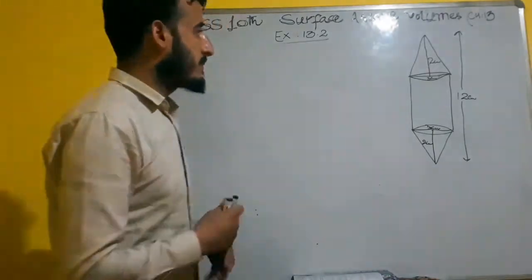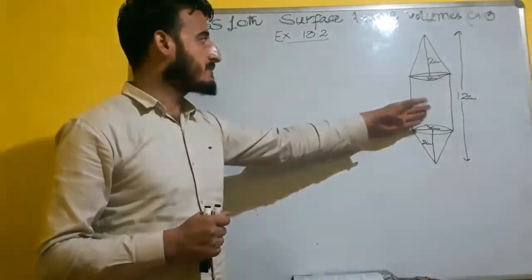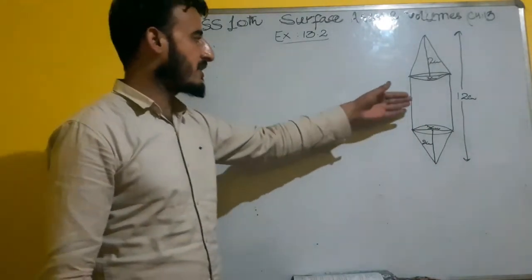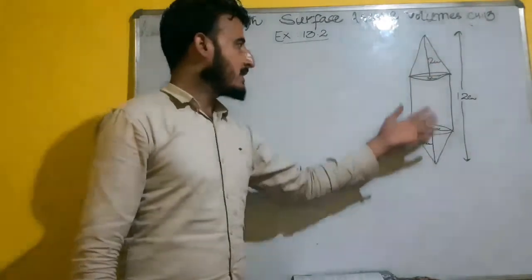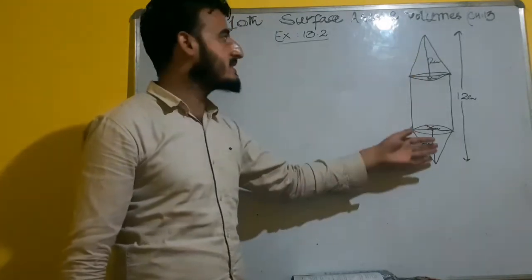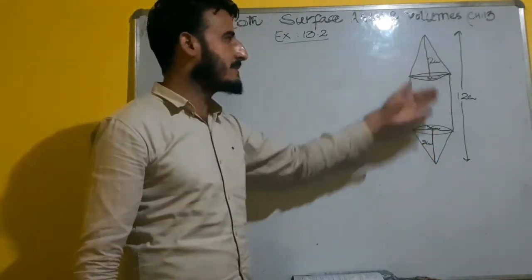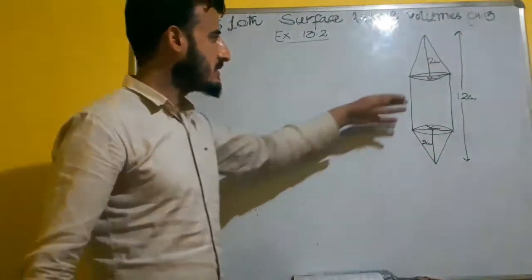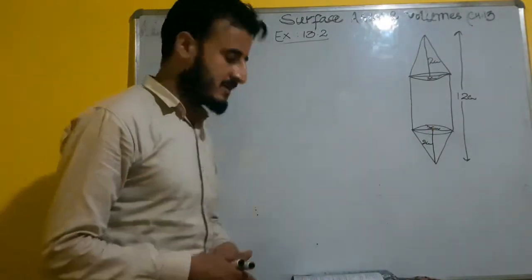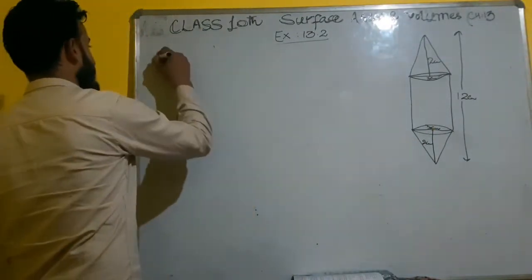Okay, so here we need to find the volume of this model, and the model is made of two cones, and both the cones are identical, as the height is the same as well as the diameter. Also we need to find the volume of the cylinder. This is the question number 2.